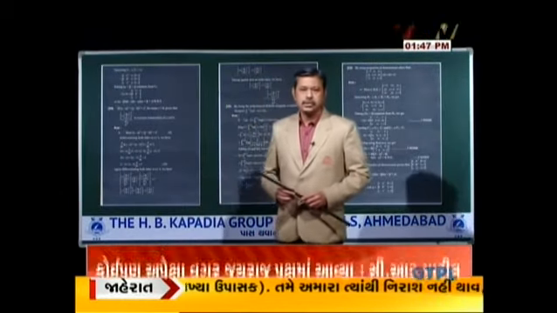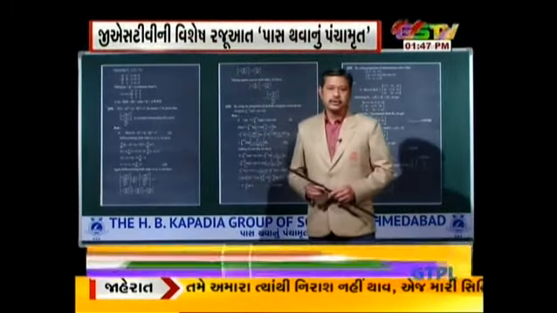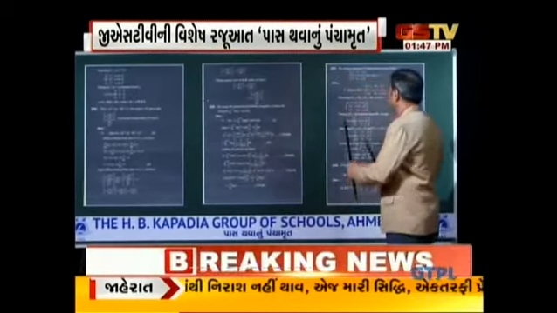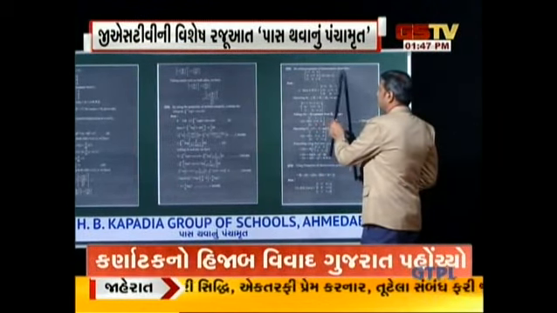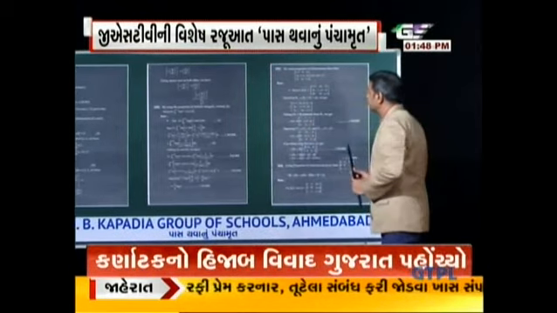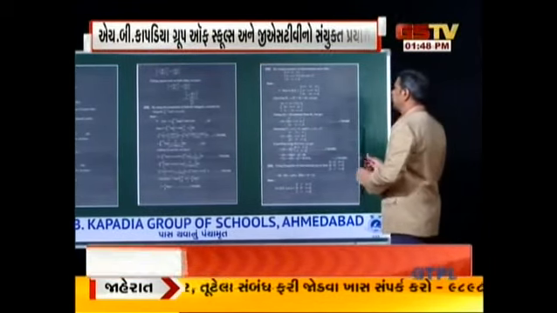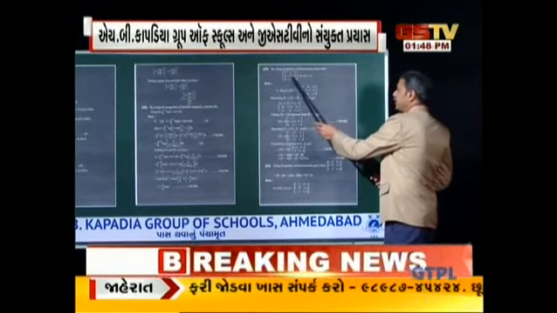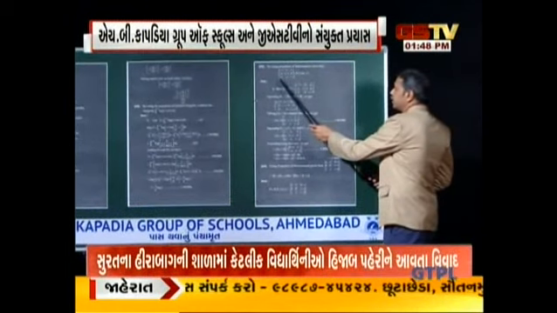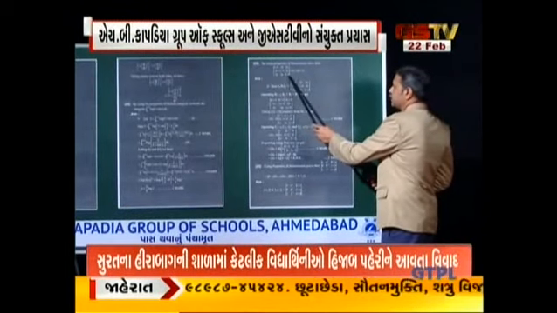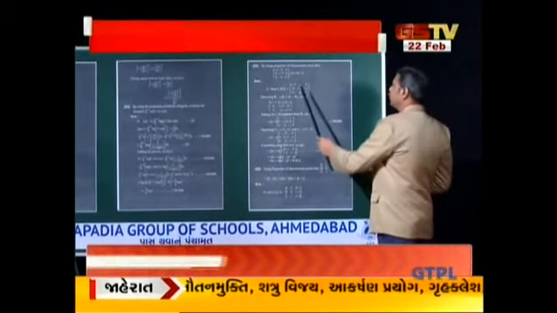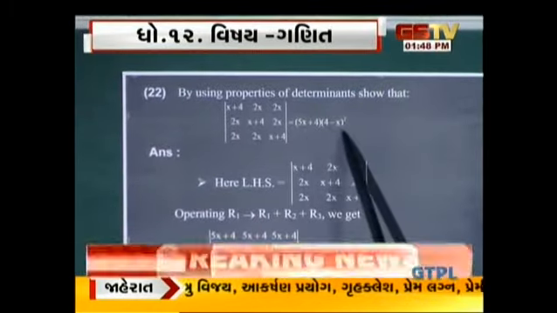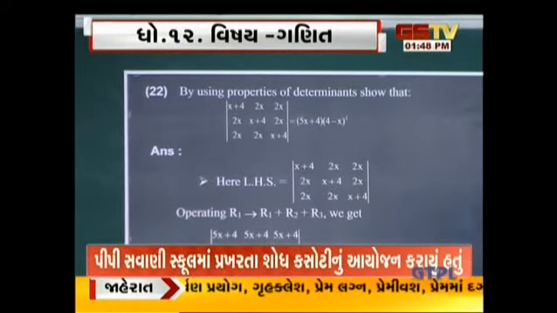Now we discuss one more question for the 3 mark section. Find by using properties of determinants, show that the determinant with first row x plus 4, 2x, 2x, second row 2x, x plus 4, 2x, third row 2x, 2x, x plus 4, has a value equal to 5x plus 4 into 4 minus x square.